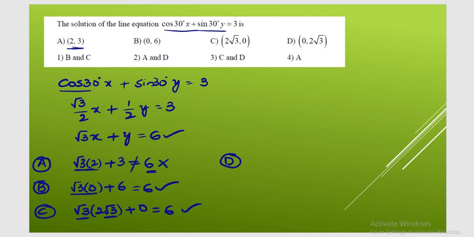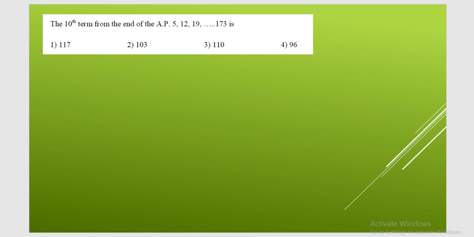Next moving on to point D. What is point D? Root 3 into 0 plus 2 times root 3. So this gives me 2 root 3, which is not equal to 6. So this point D also will not satisfy. So what are the points that are satisfying here? B and C. So option 1 will come. Right. Next moving on to one more question.